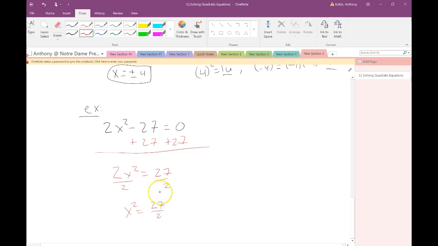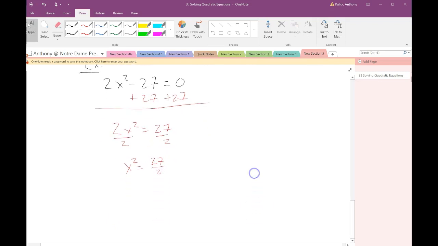And notice that I'm not writing 27 over 2 as a decimal. I'm going to keep it as a fraction. At this point, you need to keep these as fractions. Do not make them decimals. And now I'm ready to square root both sides. So my answer is x equals plus or minus the square root of 27 over 2.